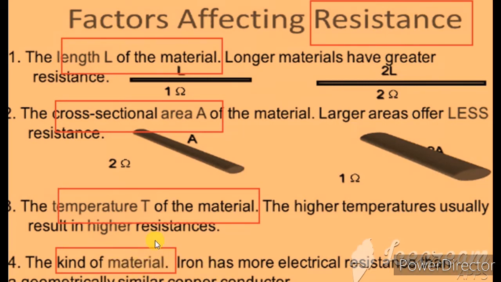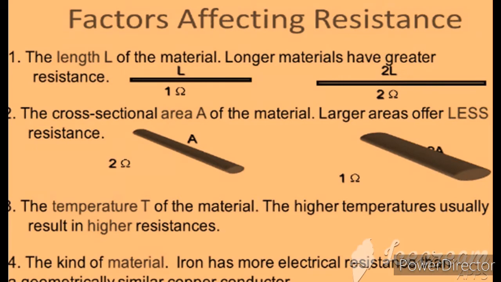So it is enough to know the length L and area A. As I have told you, whenever you are considering the resistance of a material, we should know the length L and area A, and that is the factor which affects. So the factors affecting are length L, area A, temperature T, and the kind of material. This can be asked as a 2 marks question in your exam.